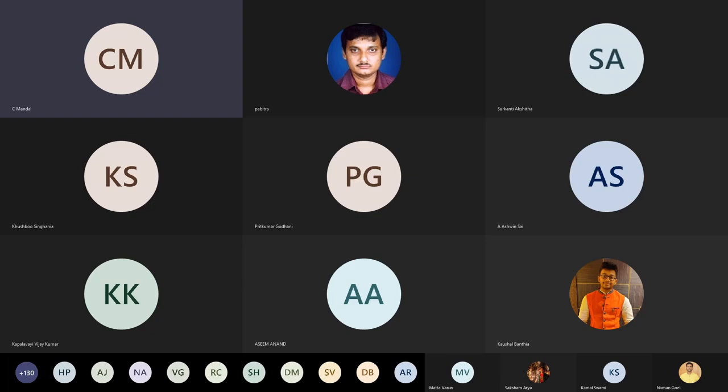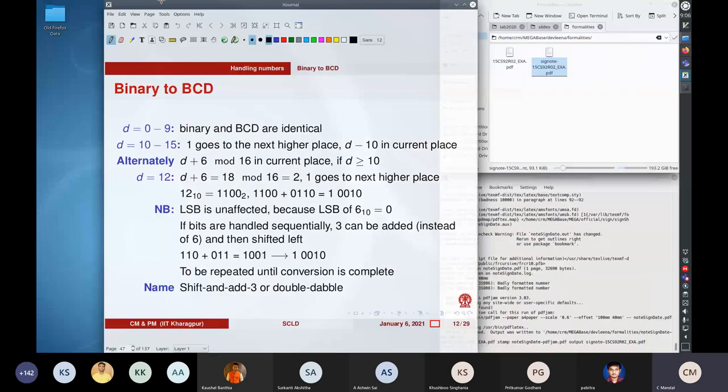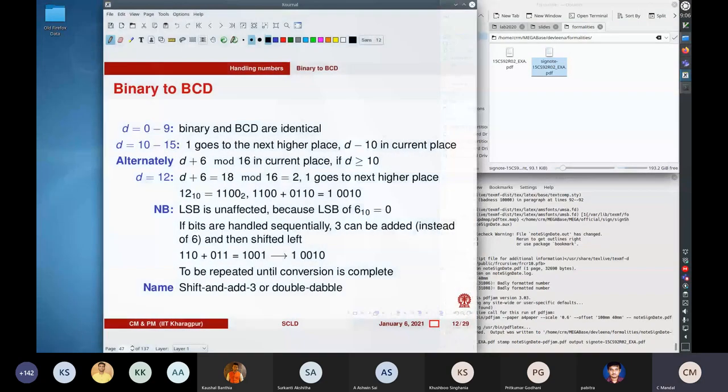So now, if you want to convert a given binary number to BCD, you can simply use the standard conversion algorithms that you have already studied. That is, you have already seen how you can convert numbers between bases. So you can use the same procedure to convert a given binary number to the corresponding binary coded decimal number.